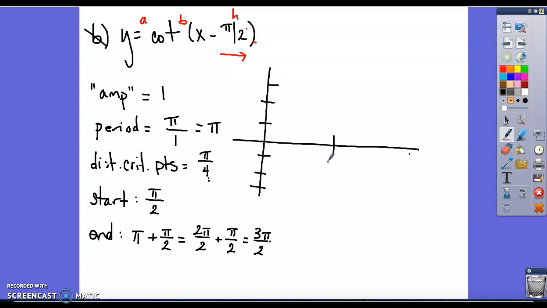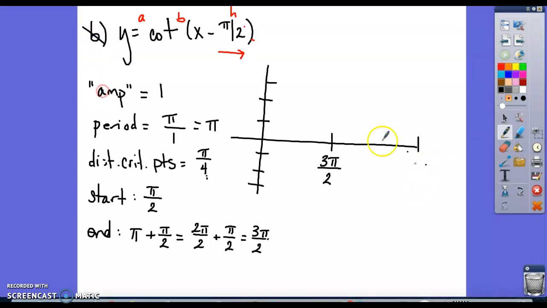Okay, my first period is going to end at 3 pi over 2. That means 3 pi over 2 plus 3 pi over 2 is 6 pi over 2, but that's not going to be the end of my second period. Okay, so there's the end of my first period. Now I need to lay out all of these critical points.